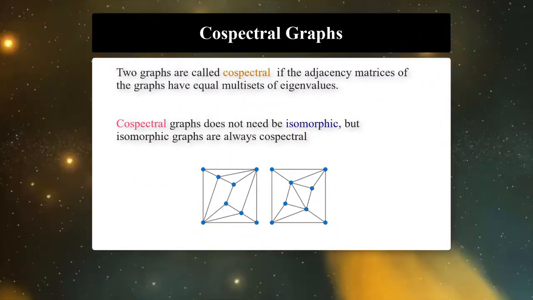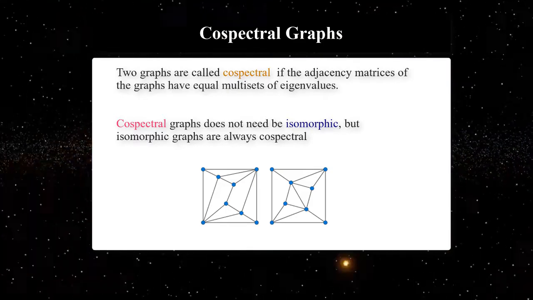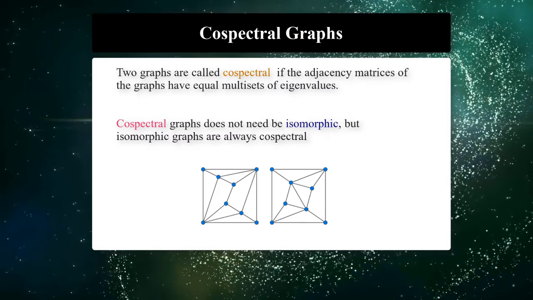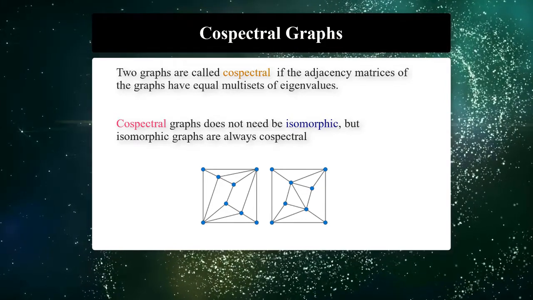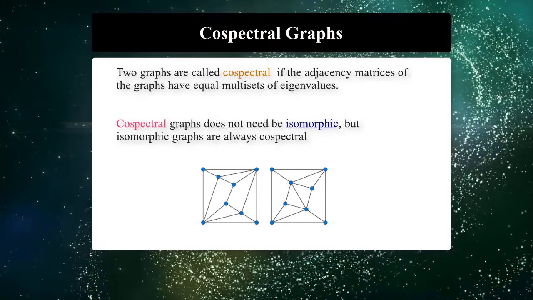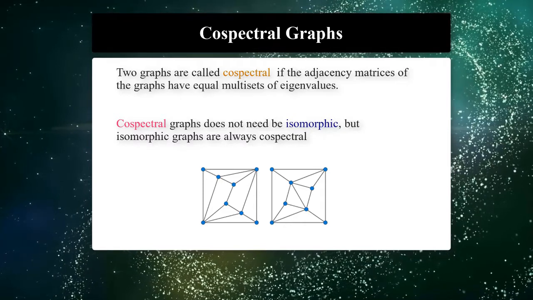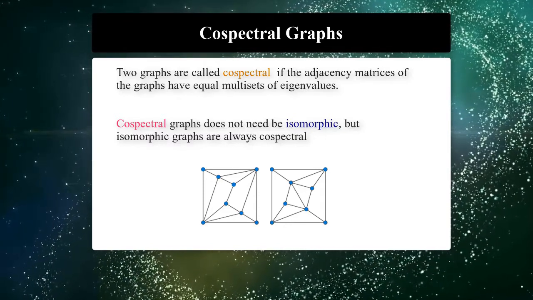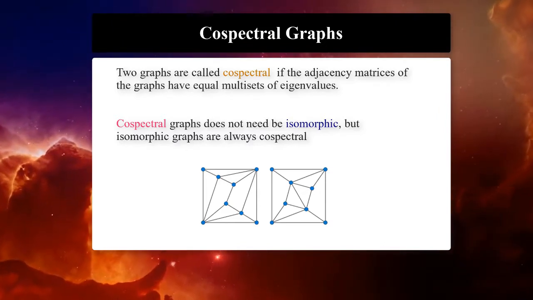Two graphs are called co-spectral if their adjacency matrices have an equal multiset of eigenvalues. Co-spectral graphs do not need to be isomorphic, but isomorphic graphs are always co-spectral. Here is an example of two co-spectral graphs.